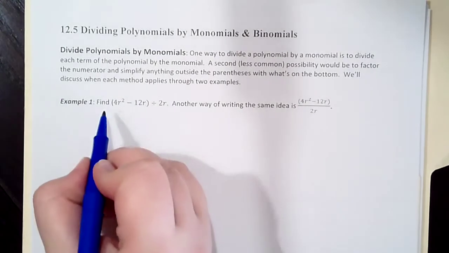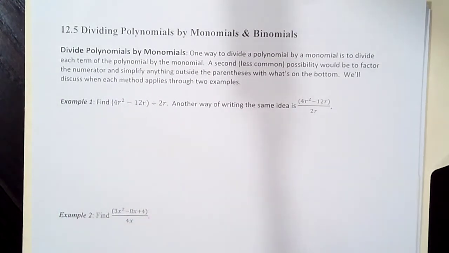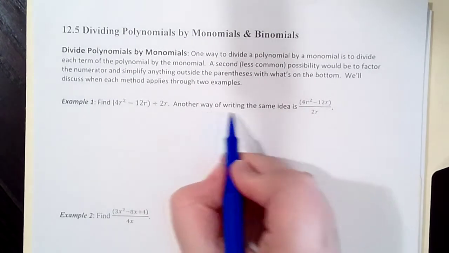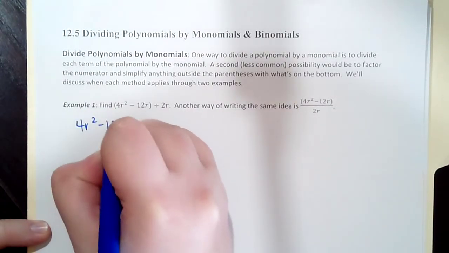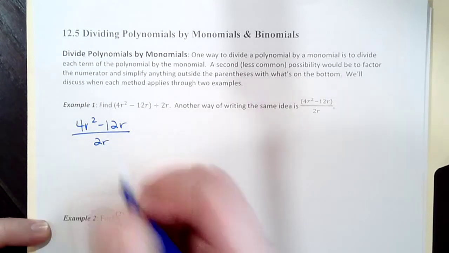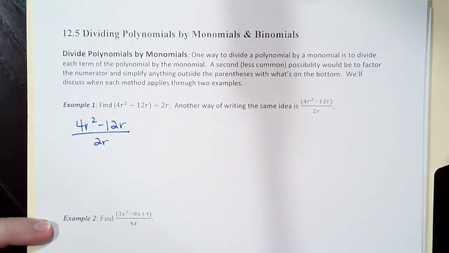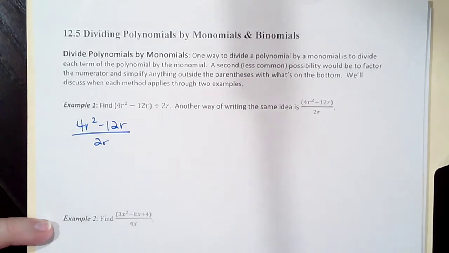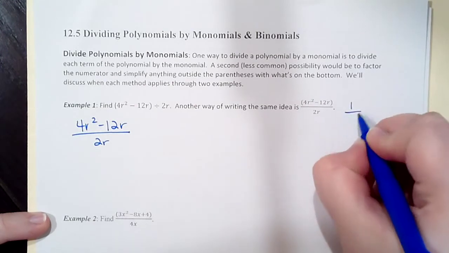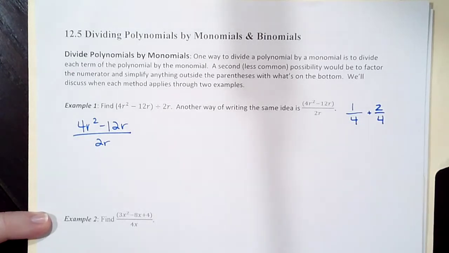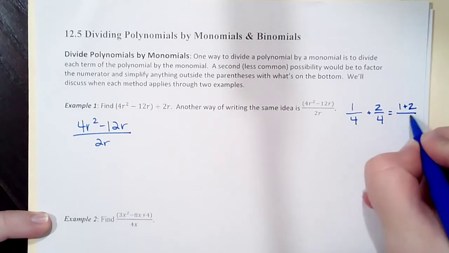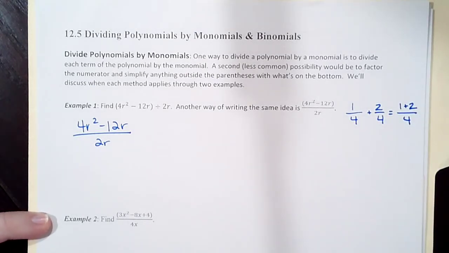So this first one says find 4r squared minus 12r divided by 2r. And another way of writing that same idea is shown there: 4r squared minus 12r divided by 2r. Now we know when two things have a common denominator, you can add their numerators and put them over the same thing. So a really good example of this would be something like 1/4 plus 2/4. If I'm going to add something, another way to rewrite this would be 1 plus 2 over 4. And then obviously we would simplify that to 3/4.